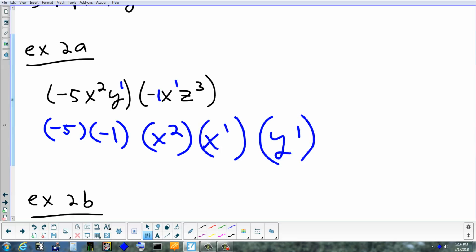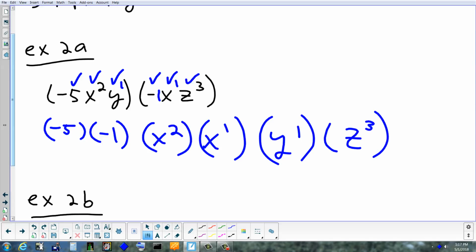Is there anything that's a like term with y? No, there isn't. So there's nothing. We've done this, we've done that, the -1, the x, z to the third, and we're at the end.